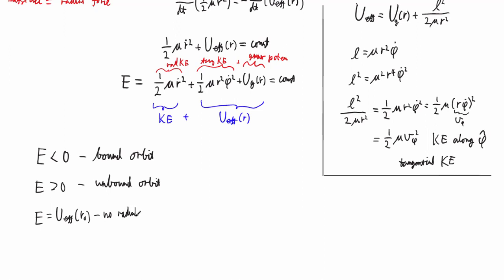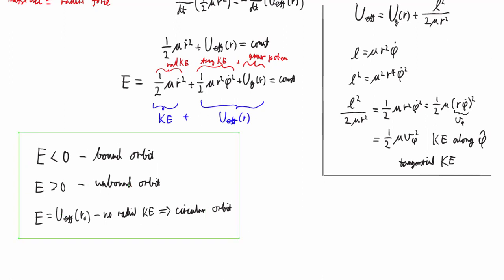So we have no radial kinetic energy in that case, because the total energy equals U effective. No radial kinetic energy means circular orbits. Now let's assume for a second that the total energy is less than 0. If that's the case, then r changes between a minimum and a maximum. The orbit is bound.